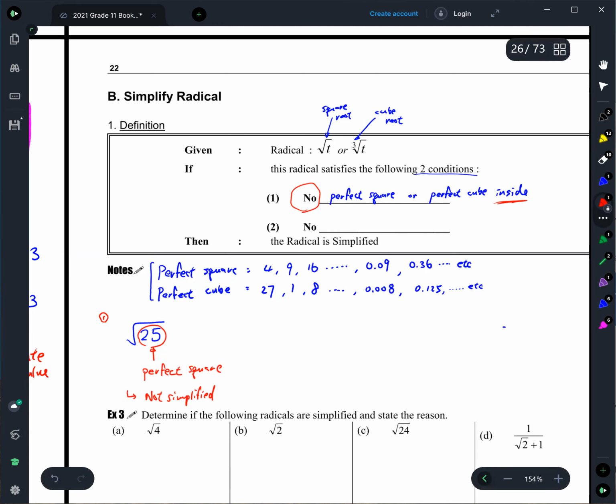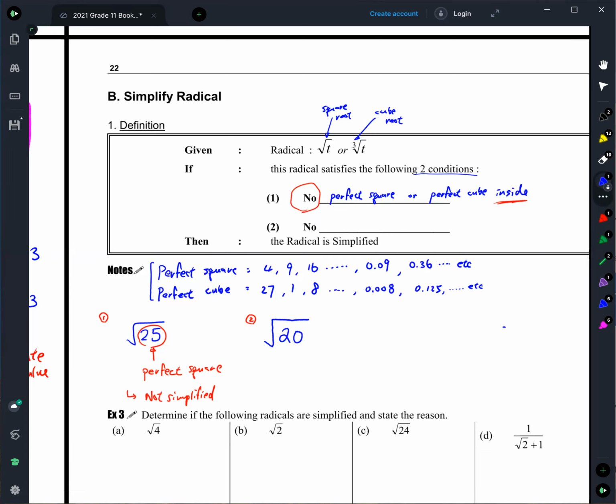We'll just write out a few examples. Now let's look at the next one. Let's say if I have the square root of 20. Okay, is 20 a perfect square? Isabella? No. It's not, right? Okay, so right now it looks like this one is not a perfect square, so no perfect square inside. So it looks like it's simplified, because there's no perfect square inside, right?